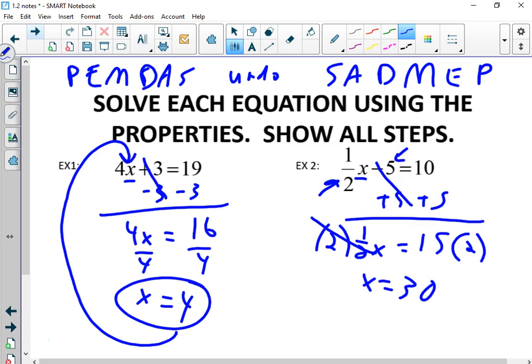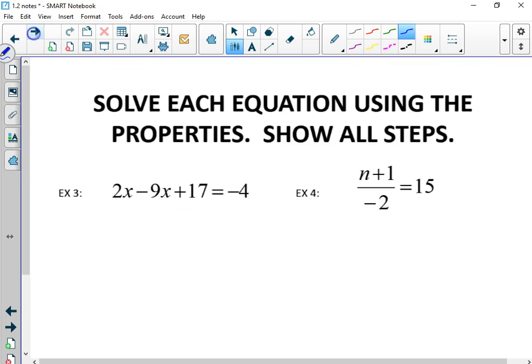But again, the beauty of math. Take this 30 and plop it in right there. 1/2 of 30 is 15. 15 minus 5 is 10. Check. I know I got it right before I even move on to the next page. That's how you pass this class. That's how you get an A. Check your work.